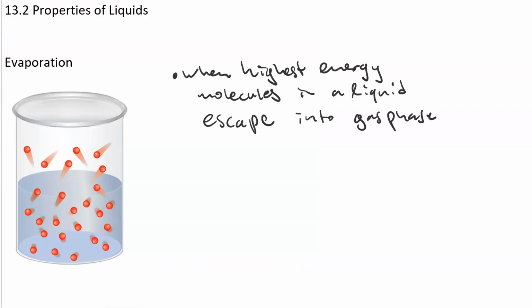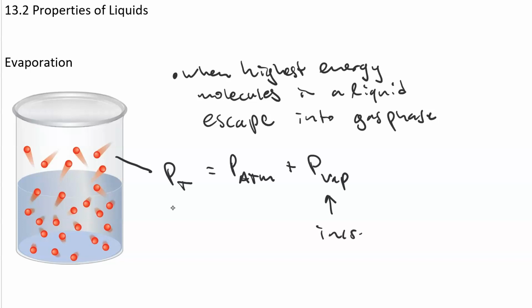Right, so here's a static picture. Down here, you've got your molecules in the liquid phase. At the surface, some of those molecules have enough energy to escape into the gas phase. Okay, so that means that the total pressure there equals the pressure due to the atmosphere plus the vapor pressure, right? And that's the pressure exerted by those molecules that evaporated. And the vapor pressure increases with temperature.